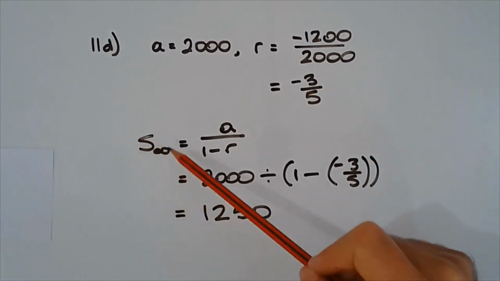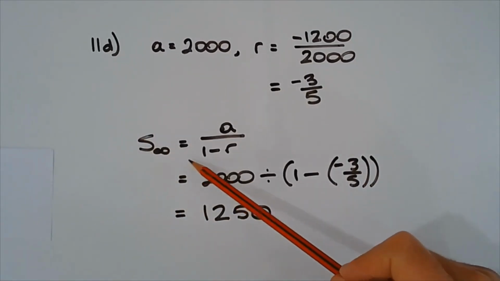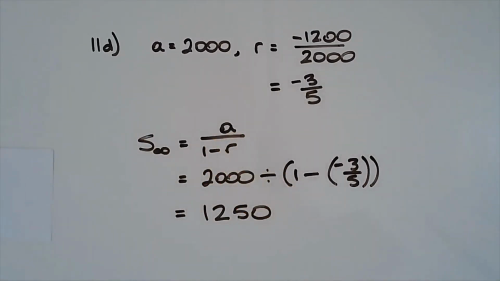Now the sum to infinity of a geometric progression is equal to a divided by 1 minus r, and that equals 2000 divided by 1 minus negative 3 over 5, and of course minus minus makes a plus, and that evaluates to 1250.